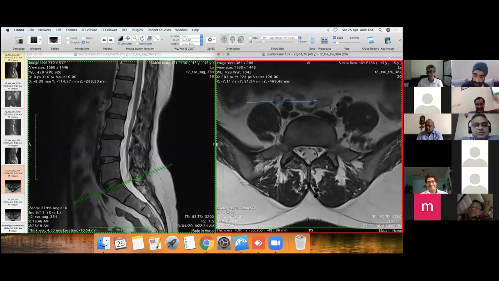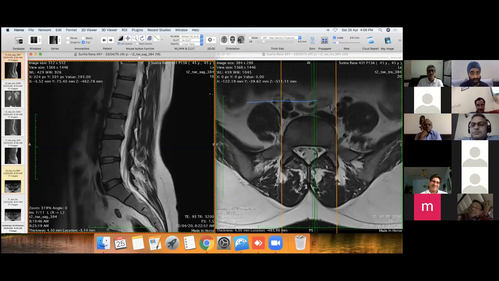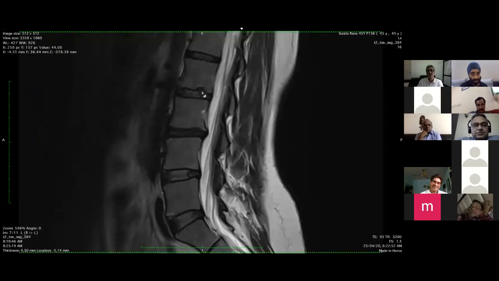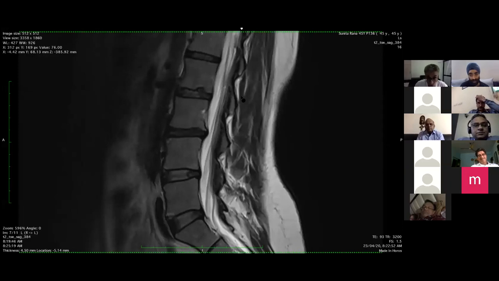And there's another question. Could you show a Schmorl's node? How does it look? It is very frequently mentioned in MRI reports. Do you have any picture showing a Schmorl's node? Can you see? Yes. This is a chronic Schmorl's node. Sometimes there is edema also. If there is edema, we call it an acute Schmorl's node.